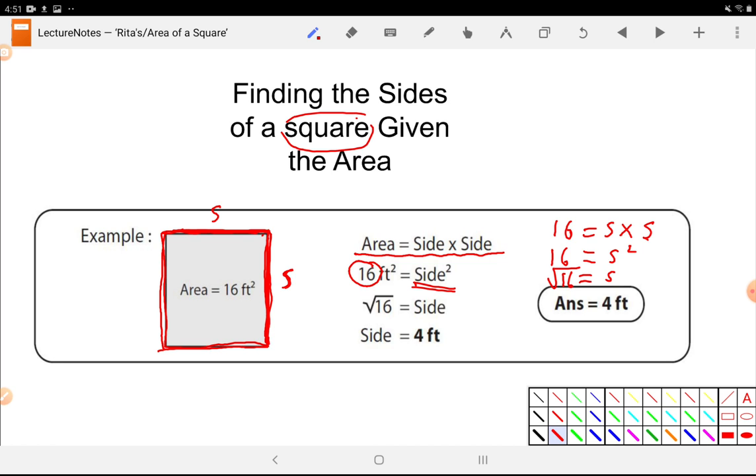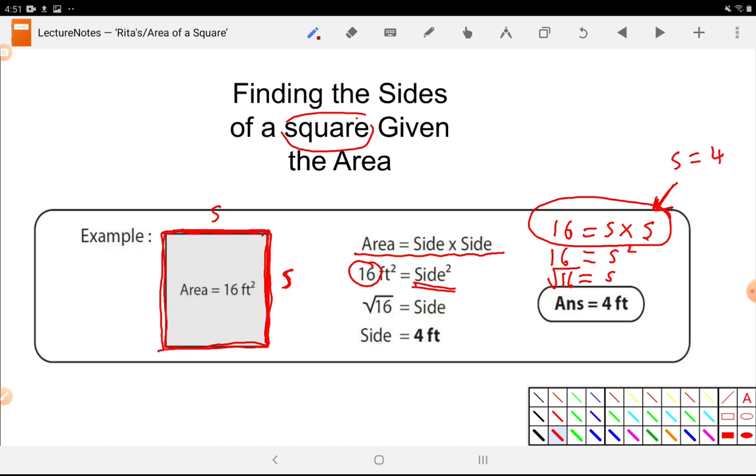Well, s times s is s squared, and this is 16, so s must be equal to the square root of 16. Or we can look at this again. What number times itself gives me 16? Some of you will know this off the top of your head, and that would be 4. So s must equal 4 in order for this statement to be true.